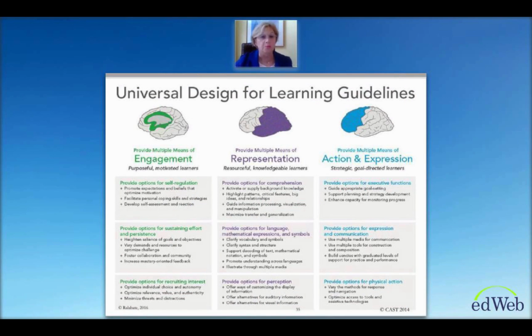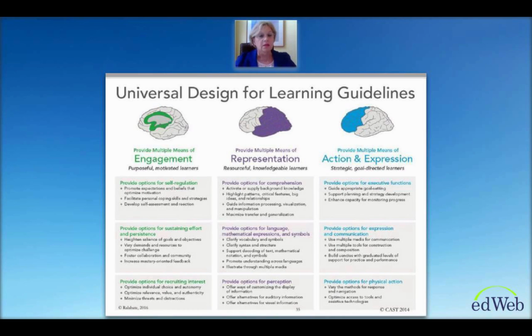So you are probably pretty familiar with this representation. It's the newest representation from CAST of the UDL principles and guidelines. And I just want to do a quick overview for those folks who've never seen this before and don't know what I'm talking about. We use basically 3 types of networks in our brain when we're learning. The affective networks, which are in the center of the brain.